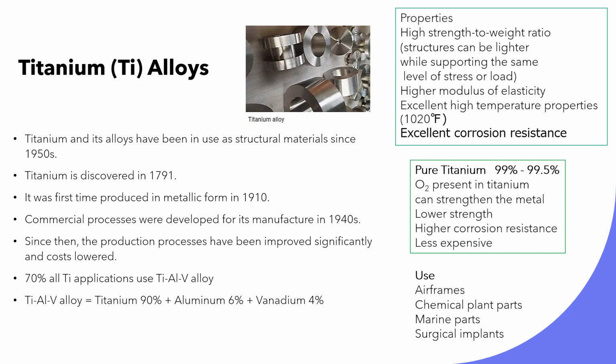Since they have a very high strength to weight ratio, we use titanium in airframes. We use it in chemical plant parts because it is excellent in corrosion resistance. We use it in marine parts, for the same reason, because the corrosion resistance is so good. We also use it in surgical implants. Why? Because it's strong but lightweight.